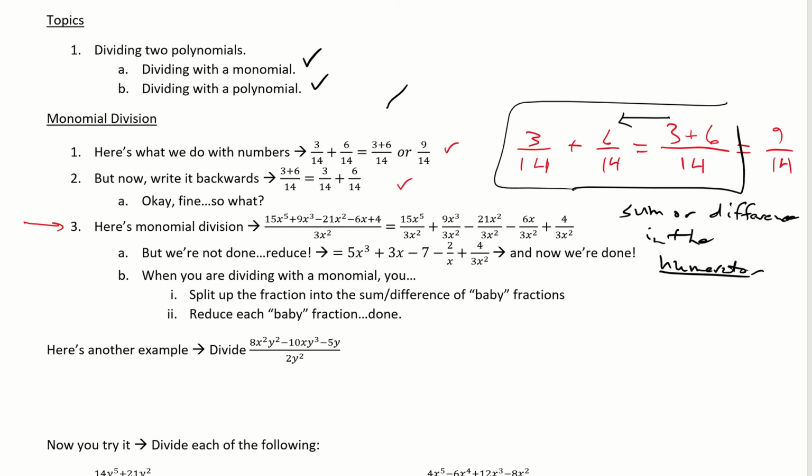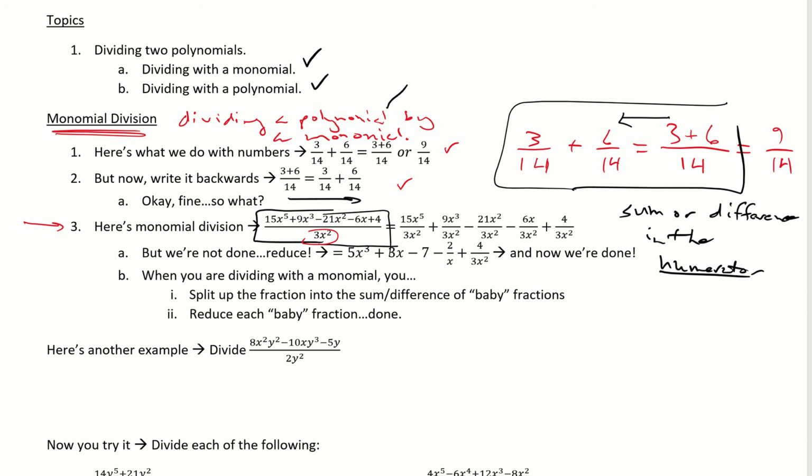So what's the point? The point is that you can actually write it in this direction. And the same thing goes with this particular example here. It is a polynomial on top, 4 terms, and it's got a monomial downstairs. And that's what they mean by monomial division. You're dividing a polynomial by a monomial, a single term.